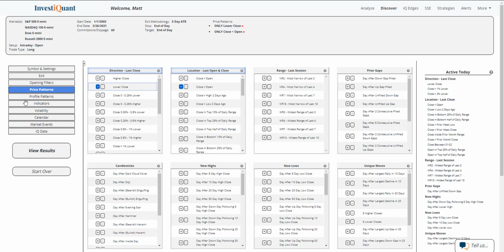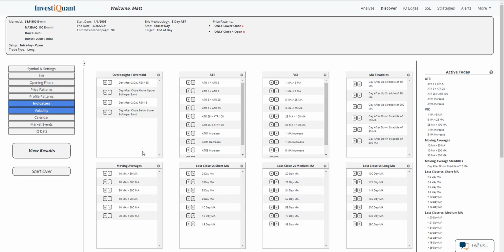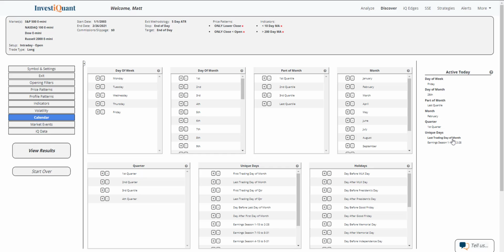Next, I'm going to go into the indicators section, put us in a similar market environment. We are below a 10, but above a 200-day simple moving average. And lastly, in the calendar library, I'm going to say it is the last trading day of the month. That comes from our unique days section. Now I can click view results.